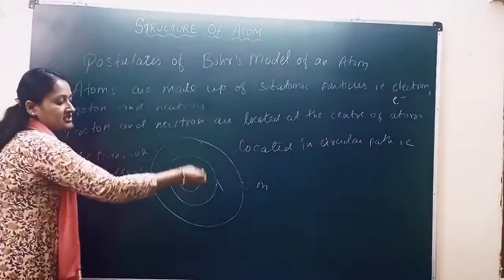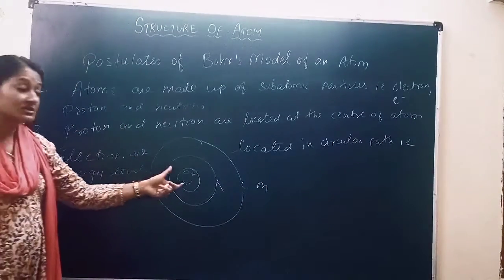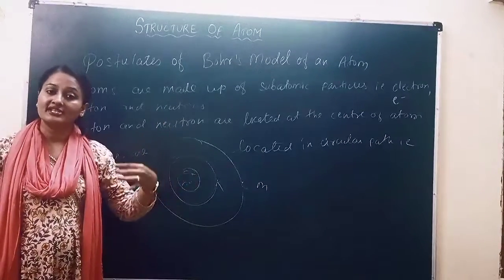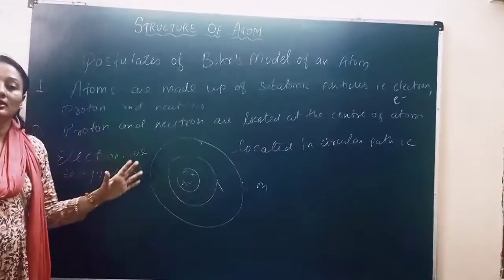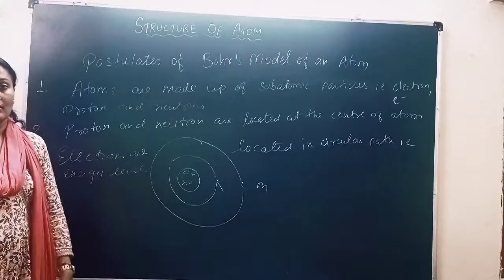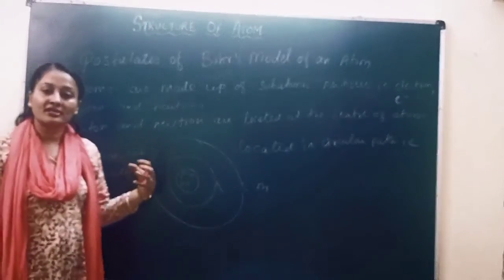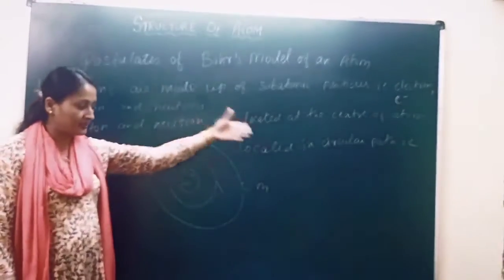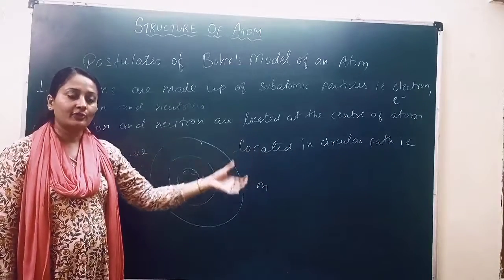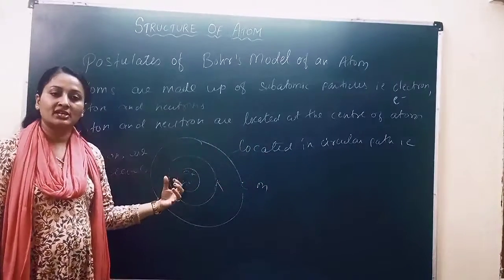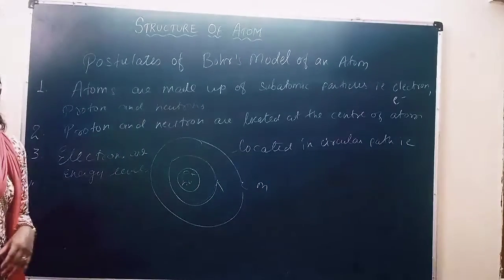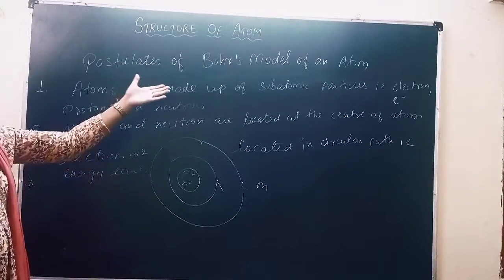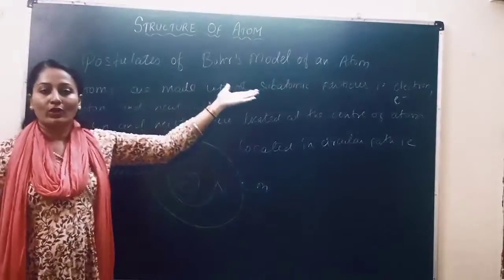While revolving in these shells, electrons neither lose nor gain energy. That's why the atom as a whole is neutral and stable. But if an electron gains extra energy, then it can jump to a higher energy level. And if an electron comes to a lower energy level, it releases energy. So these are some main postulates of the atomic theory which was given by Bohr.